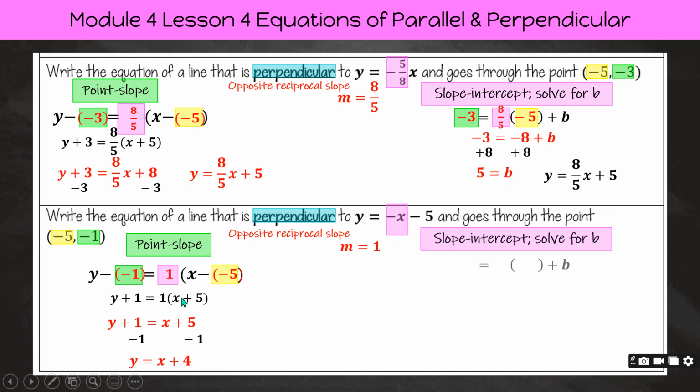Slope-intercept, if I used that method, I would plug in my y, my slope, and my x. Well, 1 times -5 is -5, so I'm going to now add 5 to both sides so that I can solve for b. And 4 is equal to b. So now I could write my equation, y is equal to 1x plus 4. You will notice that I don't have the 1 listed here or here because the 1 is implied. I would not have the 1 listed in my answer choices.